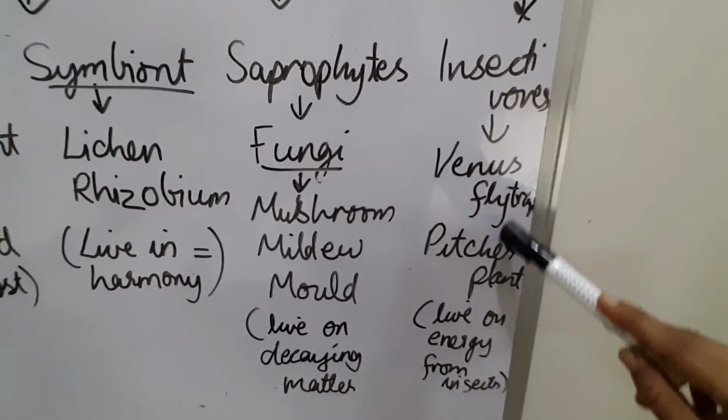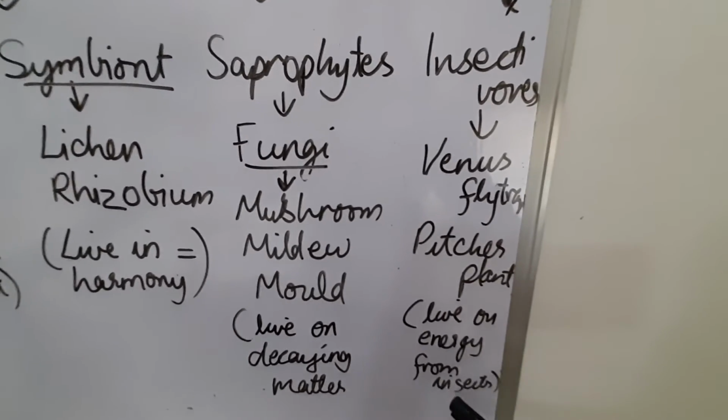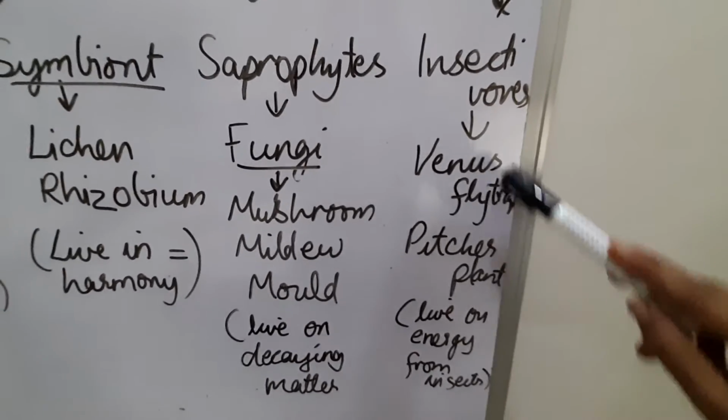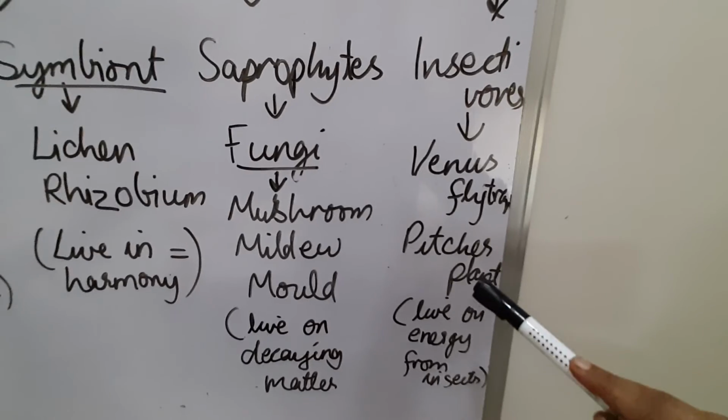Now the last is the insectivores. We know the examples. They take the nutrition directly from the insects. The energy which is stored in the insects, they suck it and they survive. Example, Venus flytrap and pitcher plant.